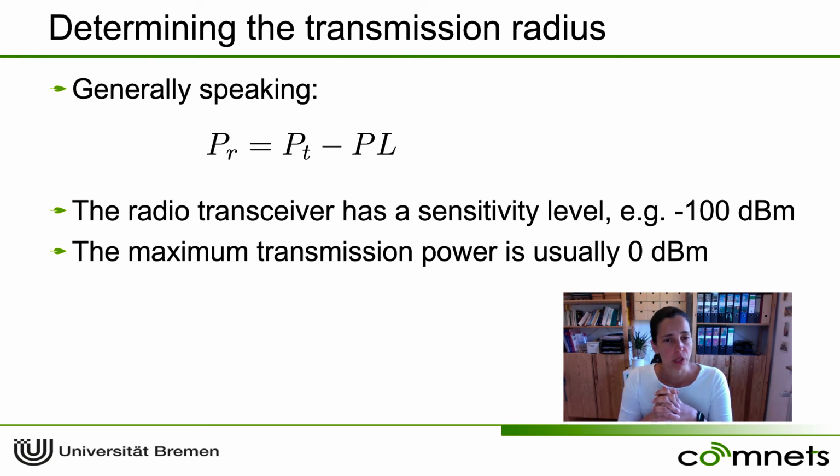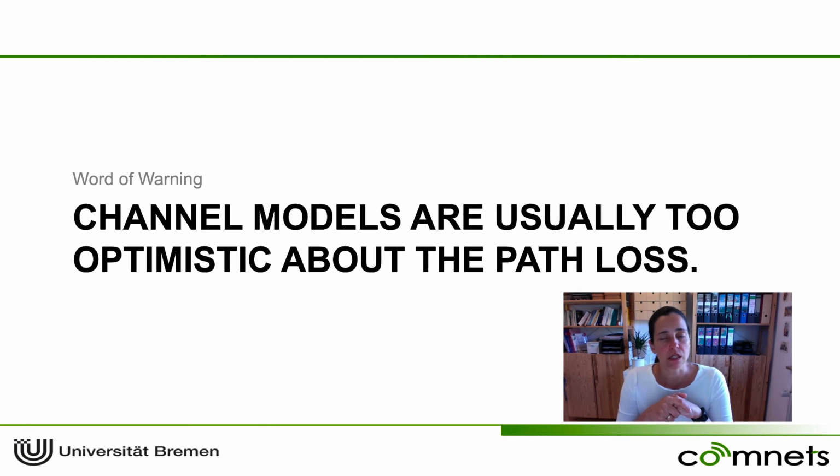So in summary, what is really important to remember is that channel models are typically very optimistic about the path loss. In other words, they would predict a much longer transmission range than you would encounter in reality. In reality, it depends on too many things around. What are the obstacles around? How much humidity do you have in the air? Whether somebody is moving around or not, whether you're closing or opening windows and so on.